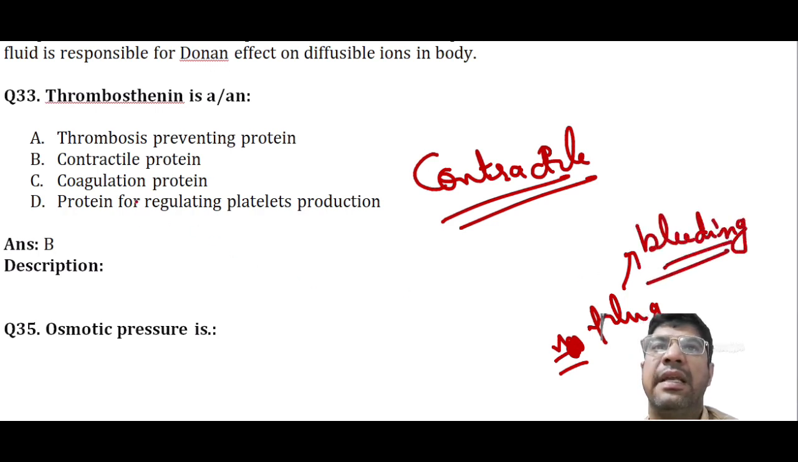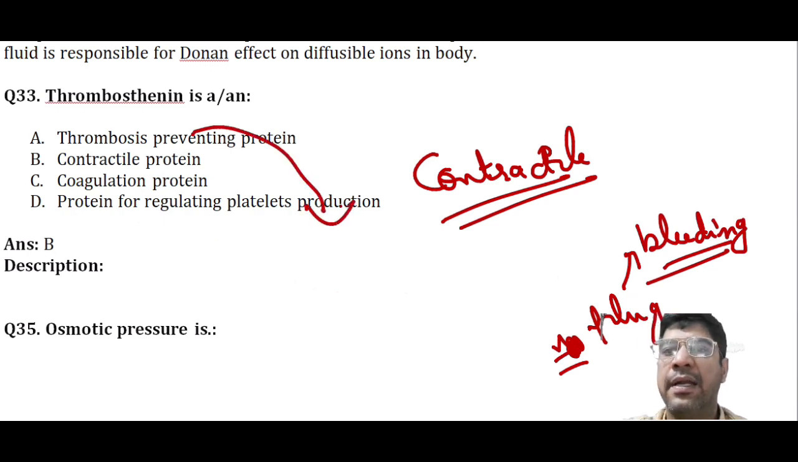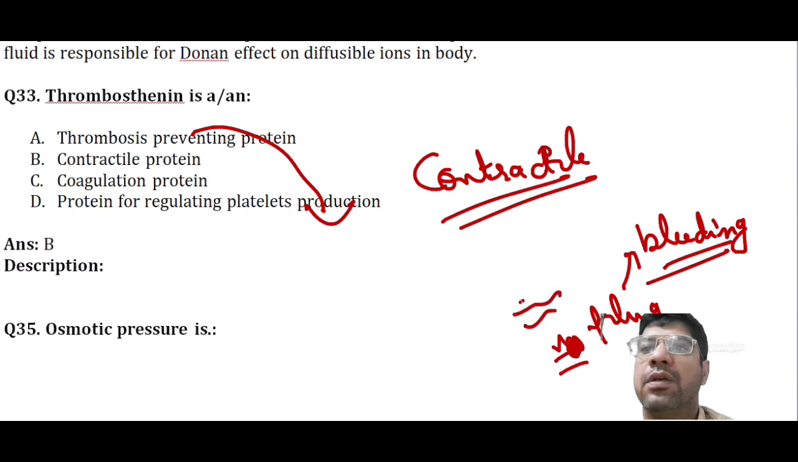Thrombostatin is a part of the process. When the blood vessel is damaged, signals are sent to nearby platelets. Thrombostatin helps the platelets to change shape, allowing them to stick to the injured portion of the blood vessel.